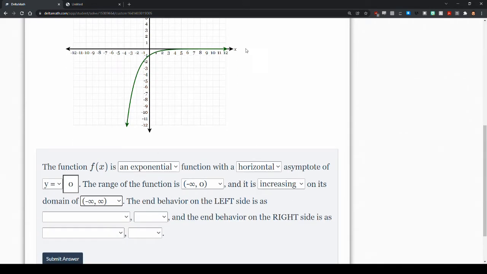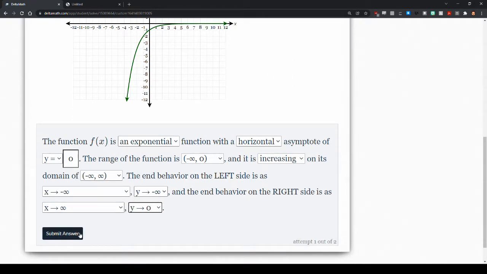The end behavior on the left side, so as I move to the left, so as x approaches negative infinity, there's nothing stopping me from moving to the left. Which way does the arrow point? The arrow points down to negative infinity. So as I go to the left, as x approaches negative infinity, y approaches negative infinity as well. On the right side, I can move as far as I want to the right, so x is approaching infinity. However, that asymptote is stopping us from moving up past 0, so y is going to approach 0.